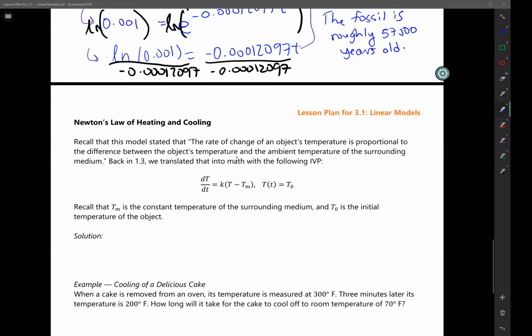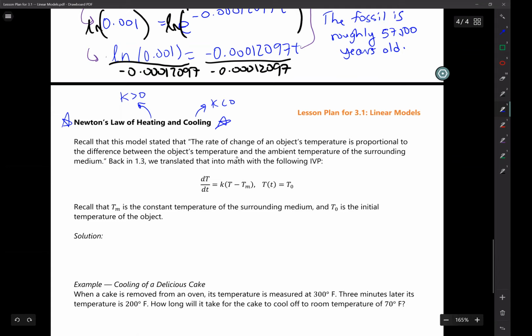So we've discussed this before. It's the same model. It just depends on what K is, if K is positive or negative, whether it will be heating or cooling. What's cool is that it is the same model, which is nice. If it's cooling, K is negative. So this will say K is negative. And if it's heating, K will be positive.